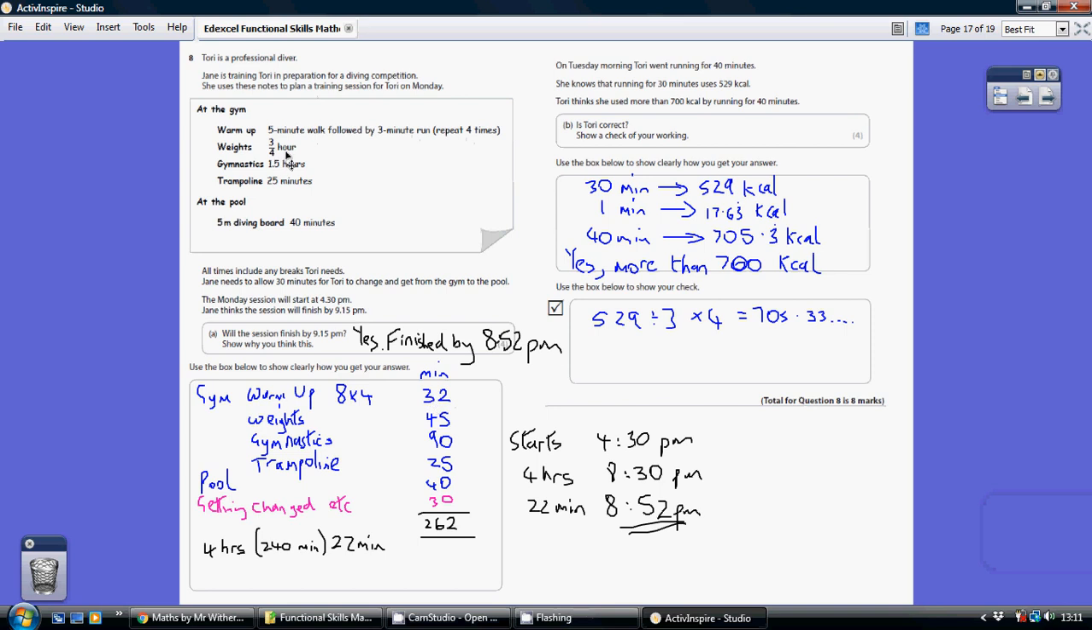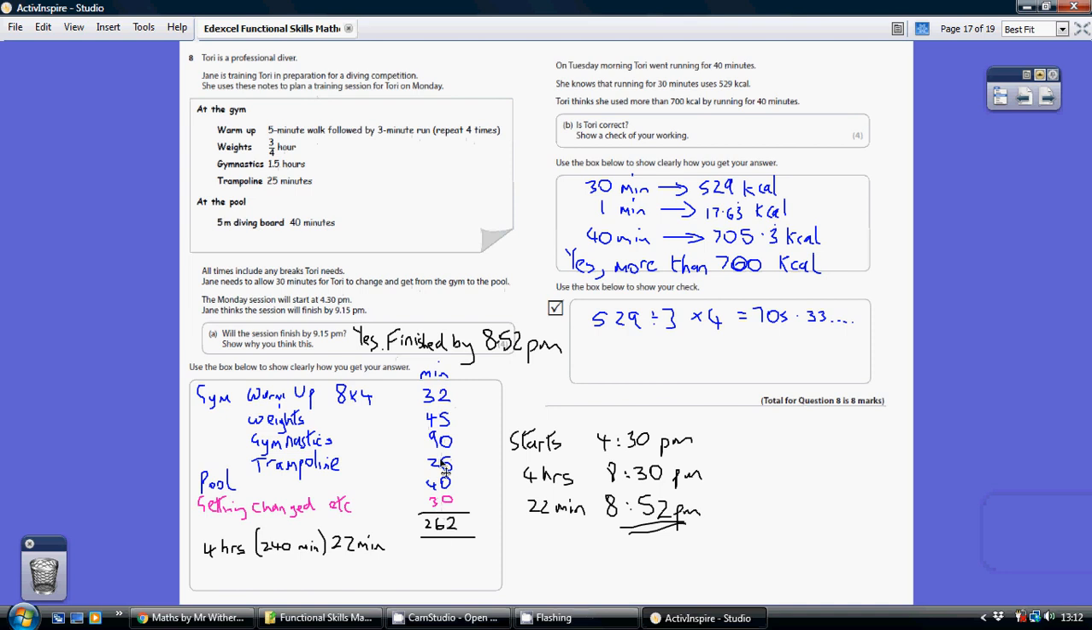The weights are 3/4 of an hour. Well, that's 45 minutes. The gymnastics is 1.5 hours. Well, that's 90 minutes. Then the trampoline is 25 minutes. Then moving over to the pool, we've got another 40 minutes. And then we're also told we need to allow 30 minutes for Tori to change and get from the gym to the pool. So we've got to build that 30 minutes in as well.